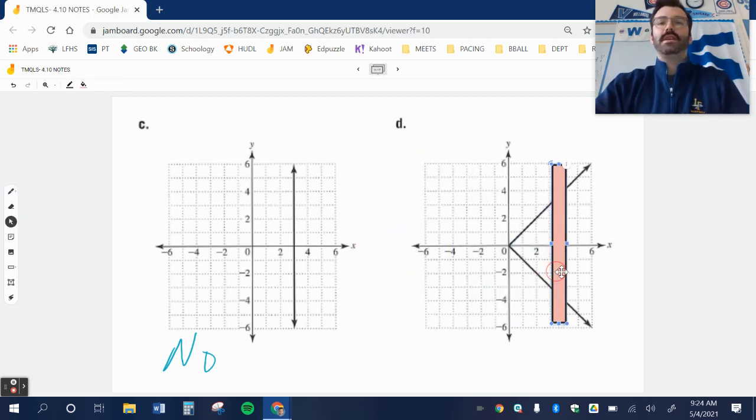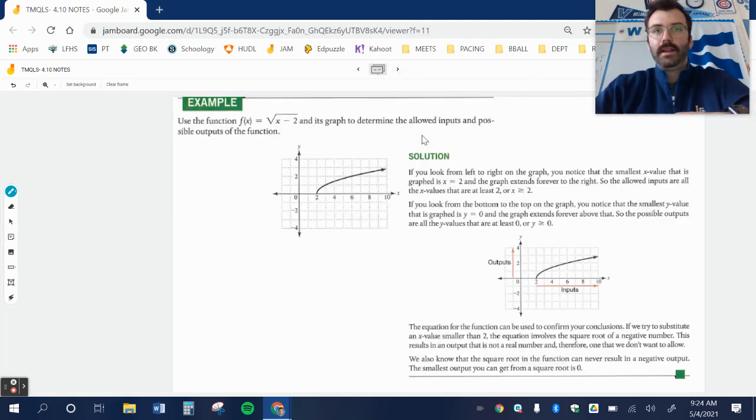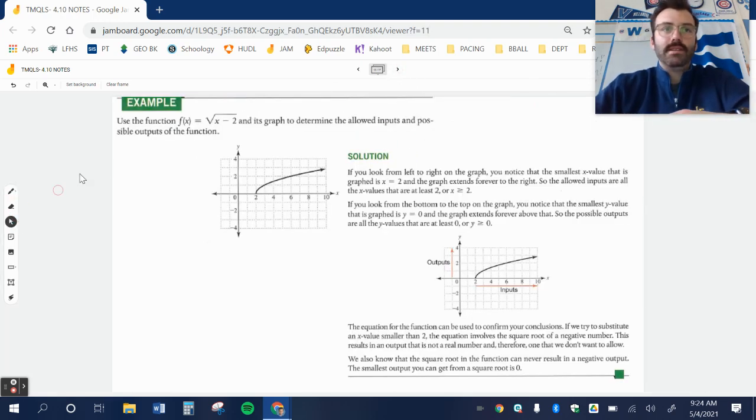If I do the same part with D, look, it hits it twice. So this is another. Keep going. So it gives us this, says use the function f of x equals square root of x minus 2. Graph, and its graph determine the inputs and possible outputs of this function.